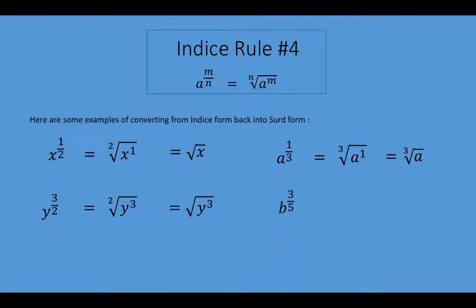So now we've got b to the power 3/5, and once again we know that the denominator, the 5, is going to be the number that goes in front of our root sign, so we end up with the 5th root of b cubed. That's it simplified as far as it can go.